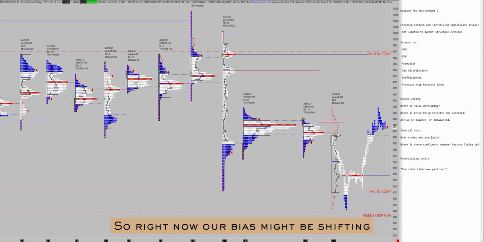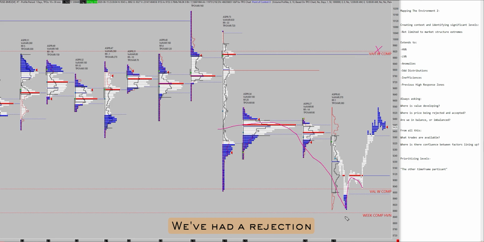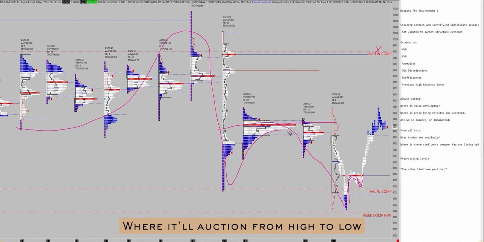So right now, our bias might be shifting. Definitely, since we came down into this low and successfully tested it, the first thing we're thinking is we're more than likely going to revisit the high at some point. We've had a rejection, a clear retest, and came back to this balance area. We know that this is fair value. We know that a range does something like this, where it'll auction from high to low.